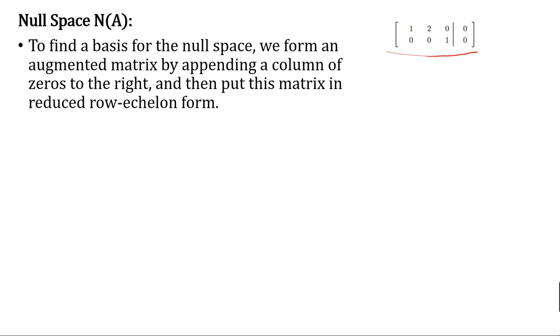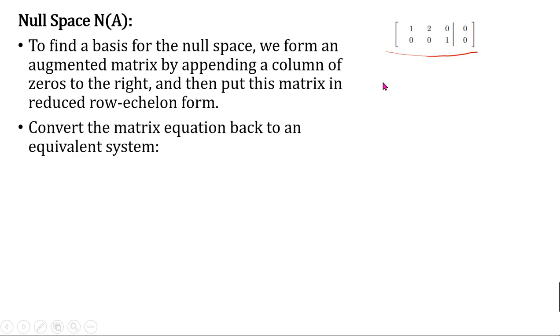Now write the given matrix in terms of equations, that is, convert the matrix equations back to an equivalent system. From the first row we can write x1 plus 2x2 equals 0. From the first row, x1 plus 2x2 plus 0 times x3 equals 0. Now one more equation we can write: the third row is already 0 here, so we can write x3 equals 0.